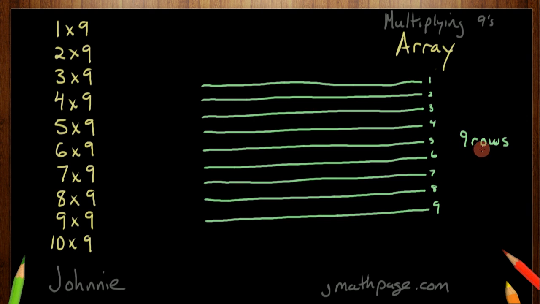Now, rows are one part of an array. The other part of an array are the columns. And I'm going to need some of those too, so let's count some off. And these are going to go vertically instead of horizontally.